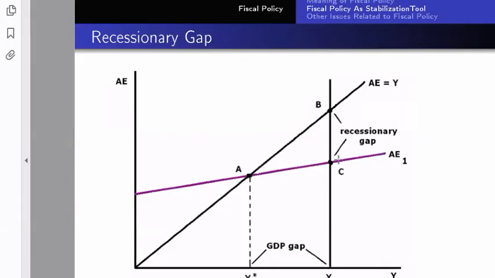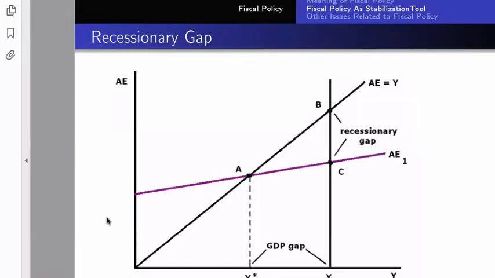So let's assume we are here. The potential is somewhere here, and then this is the actual. So there's a recessionary gap. It means that we are more or less, if you remember the business cycle thing, we are in one of the troughs.